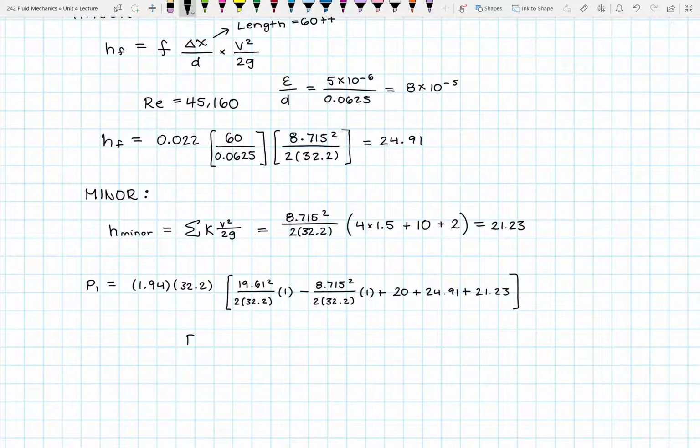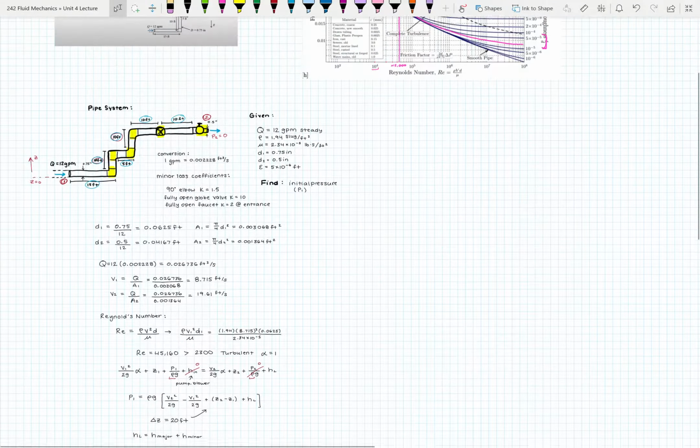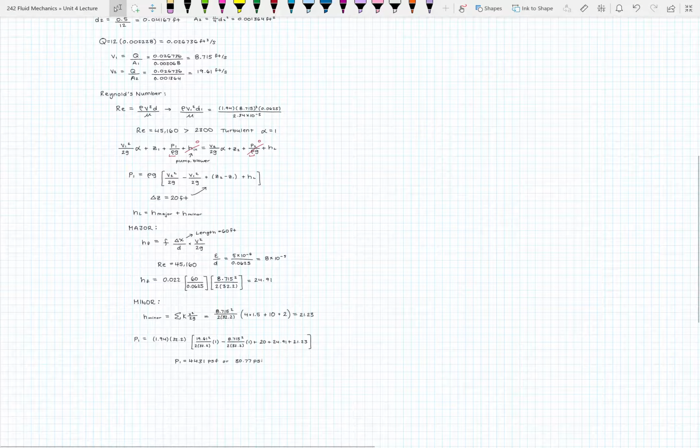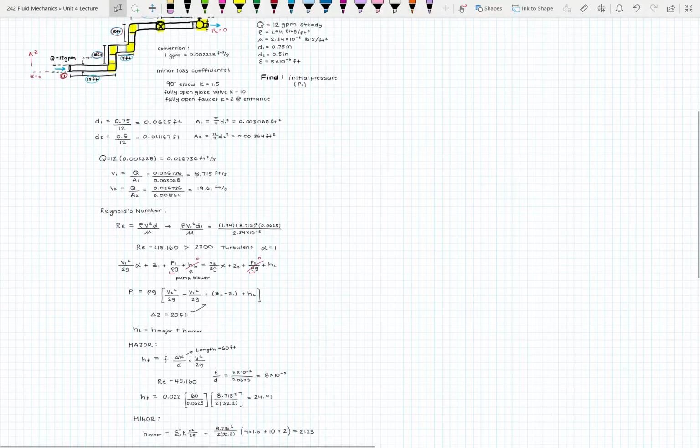Plug that into a calculator, and you find that the pressure at 1, at the entrance of our system, is going to be 4,431 psf. If you divide that by 144, because that's pounds per square foot, you get that number in pounds per square inch. So that is a pressure measurement. Not too bad, definitely pretty time consuming, but conceptually, as long as you know the process and know the equation, definitely doable.